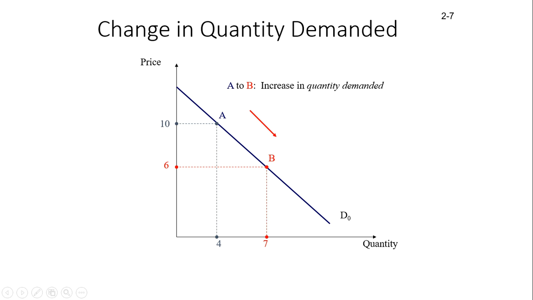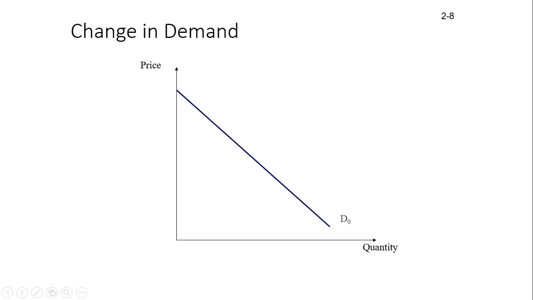Multiple choice. Which one of the following represents a change in quantity demanded? A, movement along the demand curve. B, movement towards the demand curve. You know, they like giving those funny things. Then you get confused. Okay? So the movement from A to B is an increase in quantity demanded, which is a change in quantity demanded.